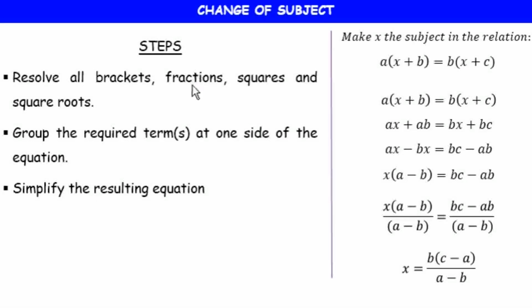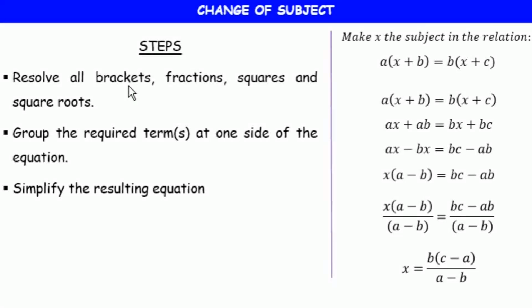These are the steps or the guidelines we are supposed to abide by to help us arrive at a successful change of subject. The first point is to resolve all brackets, fractions, squares and square roots. Because you want the variable to stand alone, we have to, as much as possible, clear everything that is attached to this variable so that it will remain alone and stand on its own.